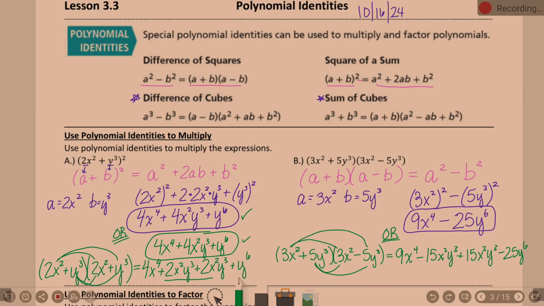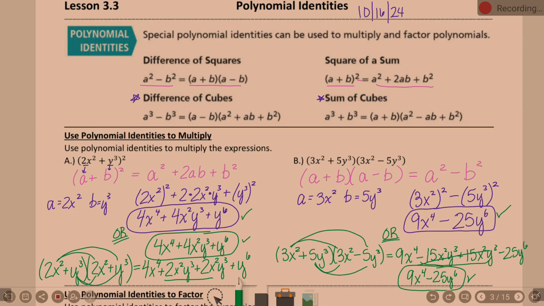What happens? My middle terms cancel, right? And so you're left with 9x to the fourth minus 25y to the sixth. That's probably more of a shortcut that you would maybe use. You have to be aware. It's a shortcut I see people try to use when you can only use it when your signs are opposite. Okay? If the signs aren't opposite, you can't use that shortcut. You have to use this shortcut. Okay. Take it or leave it for multiplying.